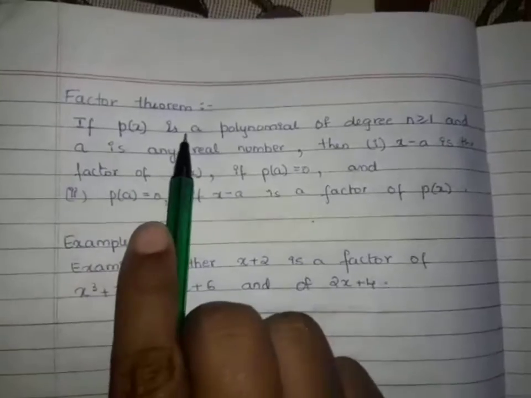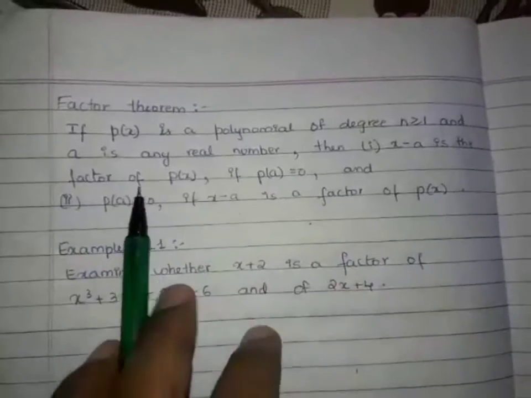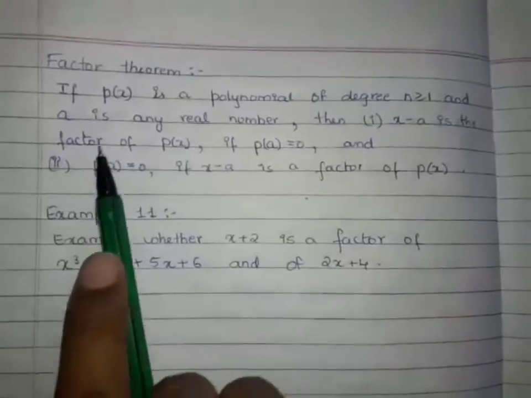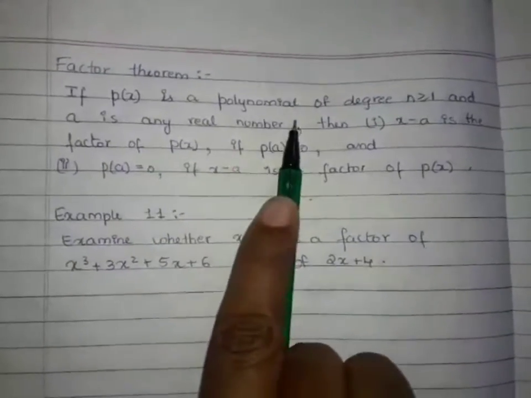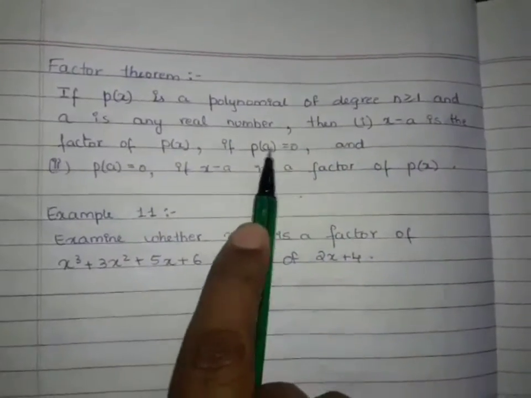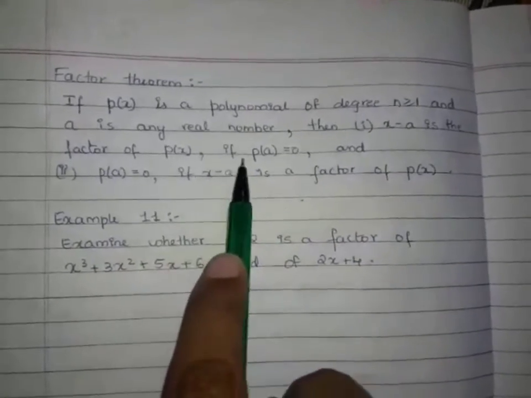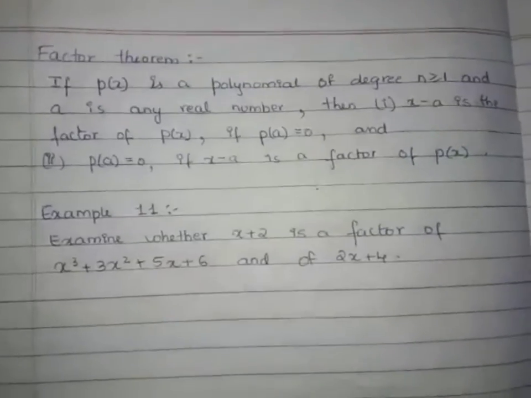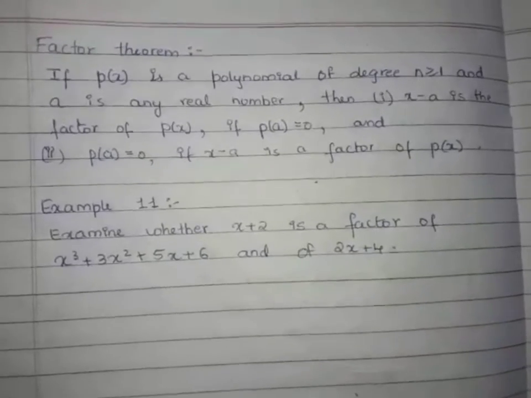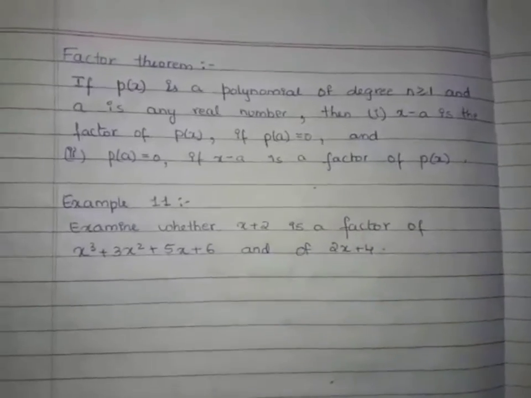Next is factor theorem. So let me read the statement of the factor theorem. These statements are not important. This is just so that you know what it means. Okay, so let us read it down. If p of x is a polynomial of degree n greater than or equal to 1 and a is any real number, then first, x minus a is a factor of p of x if p of a is equal to 0. And second, p of a is equal to 0 if x minus a is a factor of p of x. So let me explain this factor theorem with the help of an example.